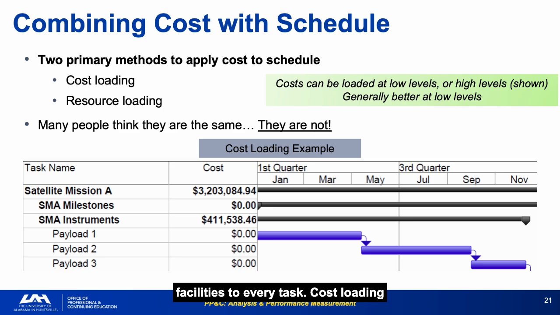Cost loading is faster and easier to maintain. Resource loading is more labor-intensive, but reveals overallocations and resource conflicts that cost loading cannot show. The choice between cost loading and resource loading depends on program size and analytical need. At minimum, cost loading should be applied at low WBS levels to enable meaningful EVM analysis.